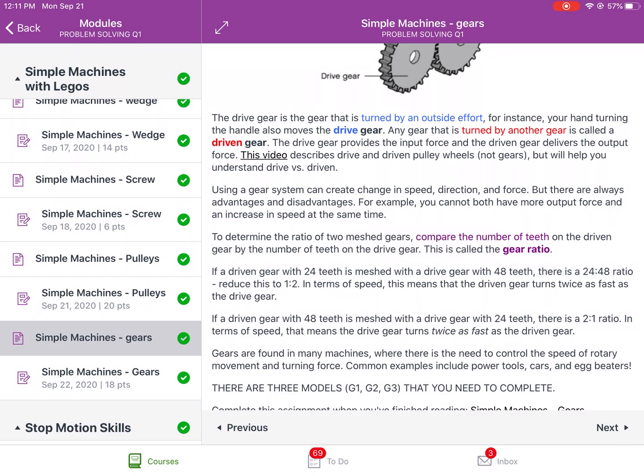If you flip those numbers around, you will see driven has 48 teeth, drive has 24 teeth, 48 to 24 or 2 to 1. So in terms of speed, your drive gear is going to turn twice as fast as the driven.